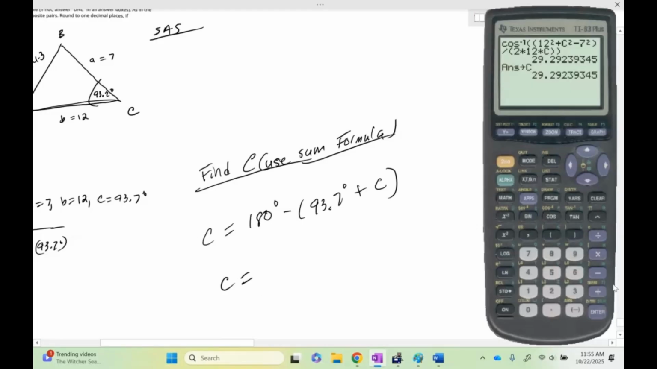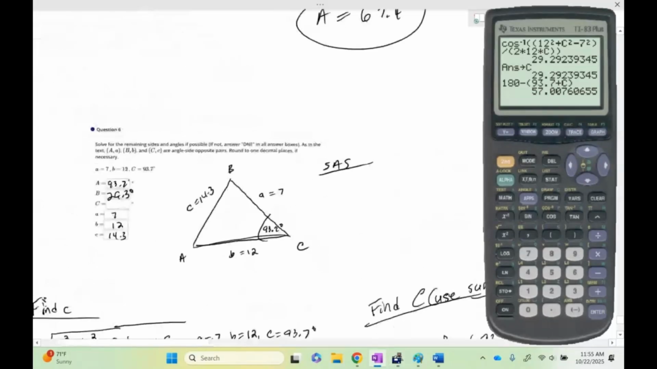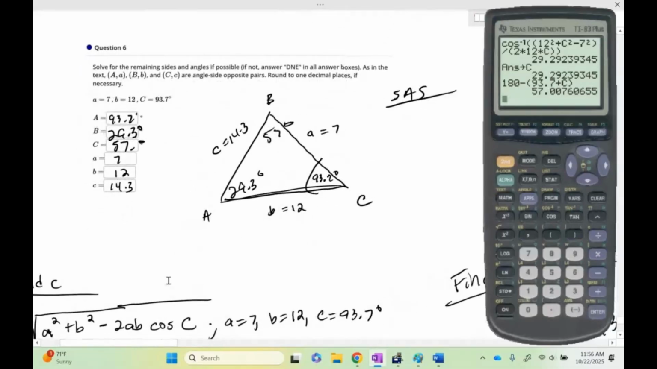So now if I put all of this in, 180 minus a begin set of parentheses, 93.7 plus the value for C, and we get 57. So B is 57 and A is 29.3. All right. So that would solve the oblique triangle. Any questions about the law of cosines?